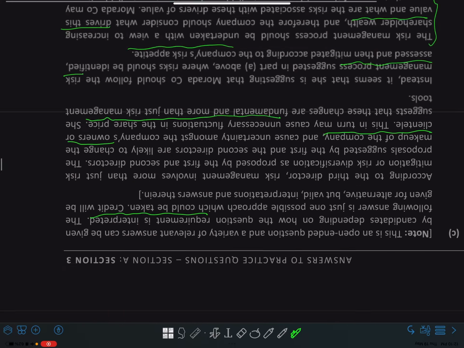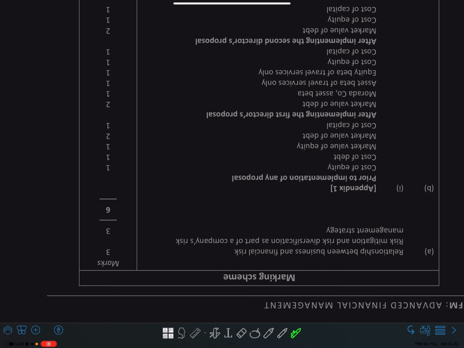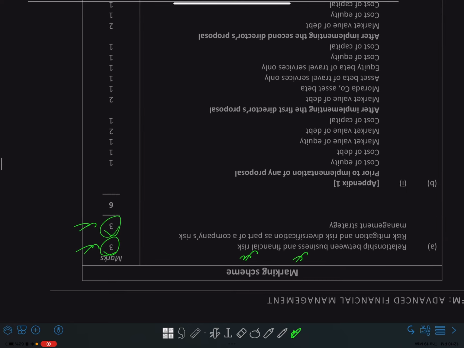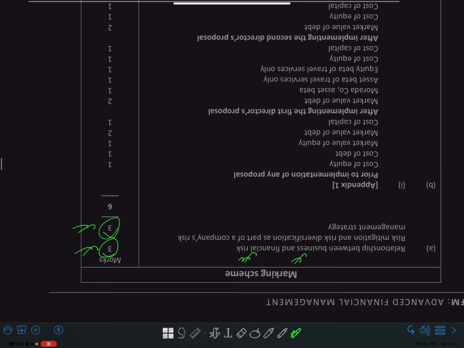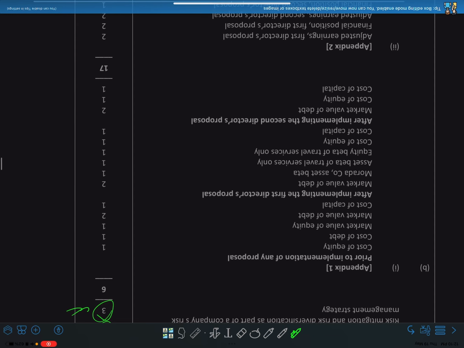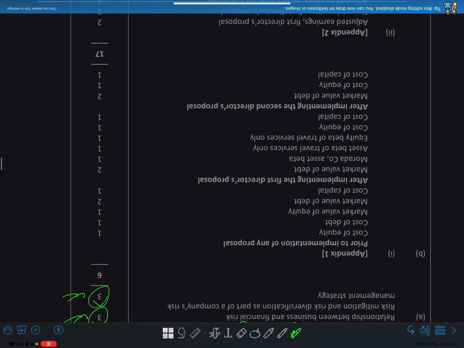Let's just see the marking scheme as well. Relationship between them is 3 marks. Alright, remember the first part where they basically explain what business risk is, what financial risk is, and how they are related. Risk mitigation, how can they form a part of it. Risk management strategy is not only about risk diversification and risk mitigation, right? So it's a lot of analysis, it's a process kind of thing, right? That's how they described it.